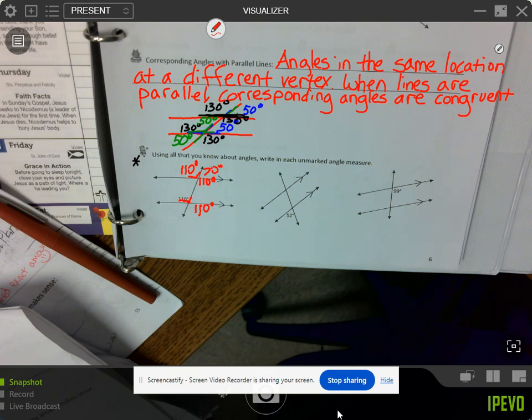How did you know that was 70 degrees, Jimena? I subtracted 110 from 180. Yeah, because we know this is a straight line, which is 180 degrees. We subtract out that 110 degrees and we are left with 70 degrees. Marina, come show me another angle.